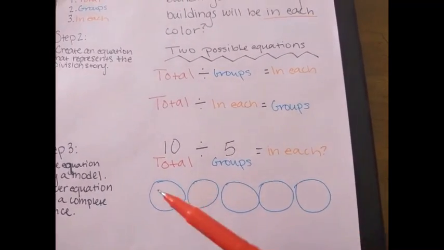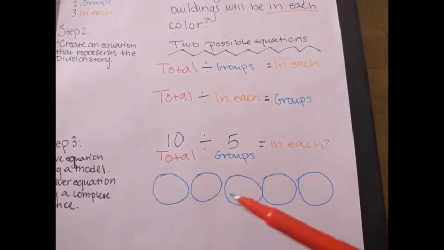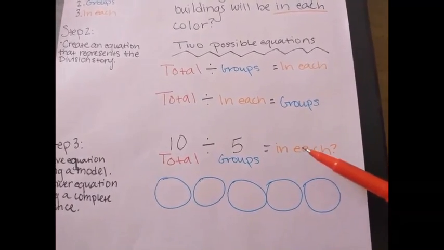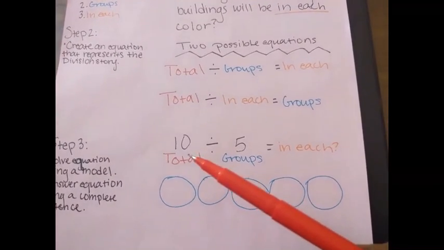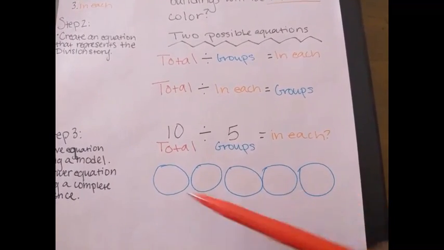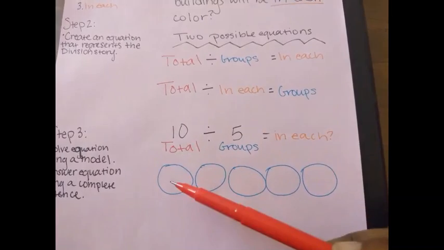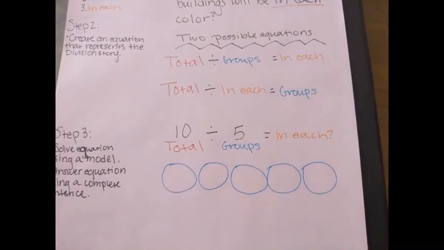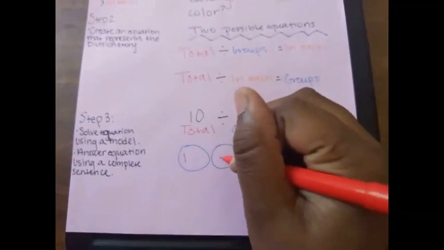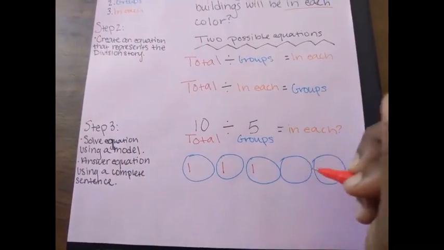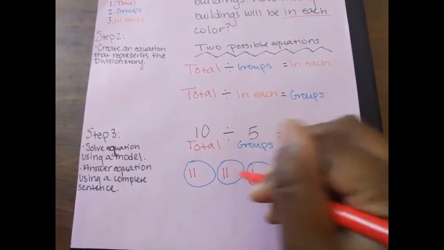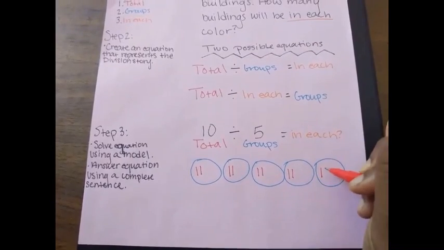So, just to be clear, that is not us putting 10 in each group. You see how I said that? 10 in each? If we were putting 10 in each group, this would be a multiplication question. And 10 would be our in each, and we would be looking for a total. But because we are dividing our total by these 5 groups here, we are then going to put our total into the 5 groups. And that looks like this. 1, 2, 3, 4, 5, 6, 7, 8, 9, 10.